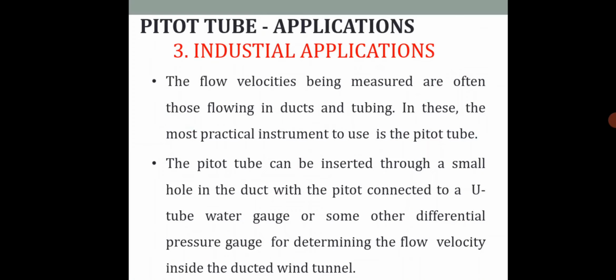The third is industrial applications. The flow velocities being measured are often those flowing in ducts and tubing. This is the most practical instrument, and the Pitot tube can be inserted through a small hole in the duct, with the Pitot connected to a U-tube water gauge, or even to some other differential pressure gauge, for determining the flow velocity inside the duct. That is one of the industrial applications of the Pitot tube.